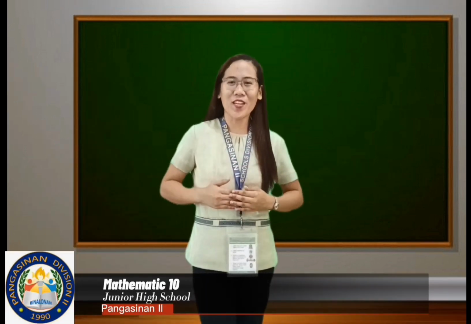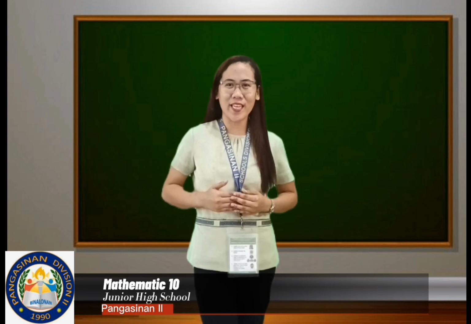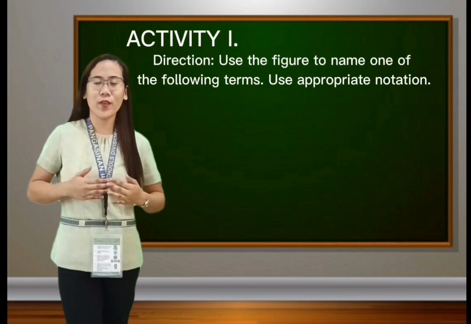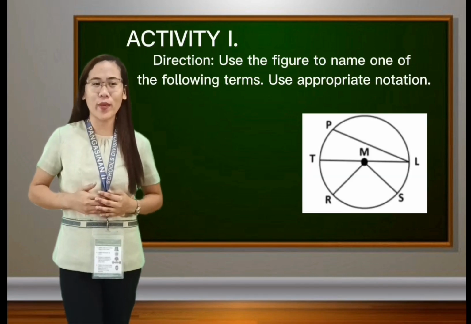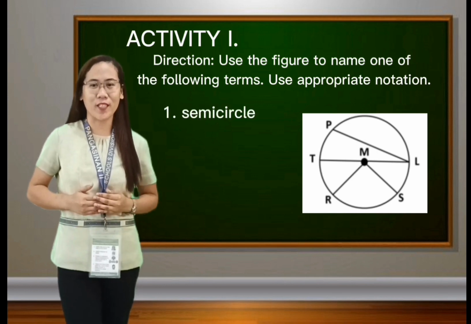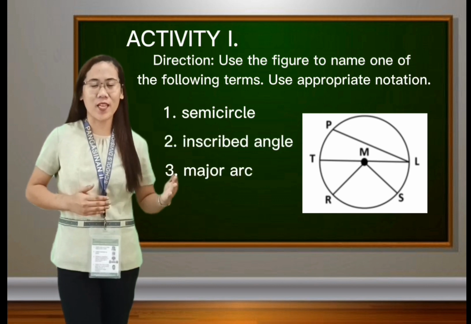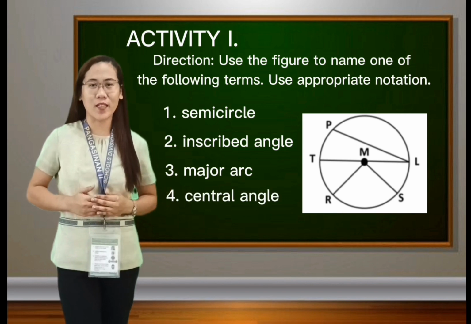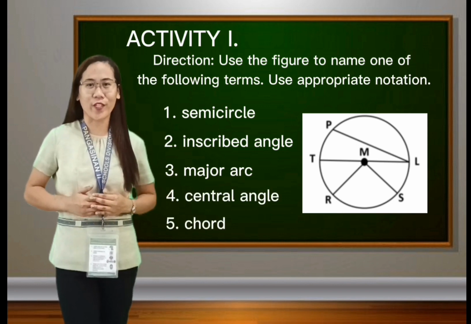I guess you are now ready to answer the activity in your module number 2. Let's have activity number 1. Use the figure to name one of the following terms and use appropriate notation. 1. Semicircle. 2. Inscribed angle. 3. Major arc. 4. Central angle. And 5. Chord.